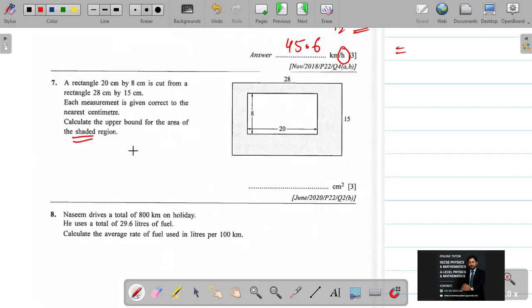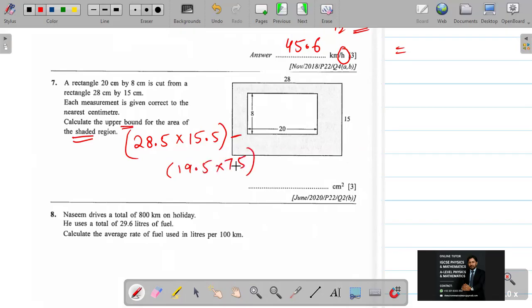First of all, I am going to the main rectangle. I am taking the upper bound for both length and width, because I need the upper bound of the shaded area. So I'm taking 28.5 multiplied by 15.5. That was my upper bound for the total area. Now I will have to subtract. When I am getting the upper bound, the subtracted value should be taken by its area with the lower bound of both, that is 19.5 multiplied by 7.5.